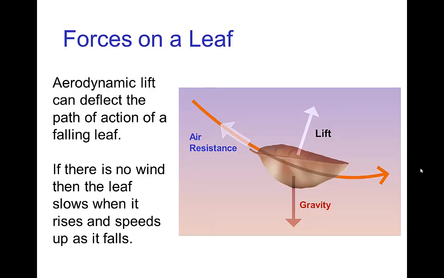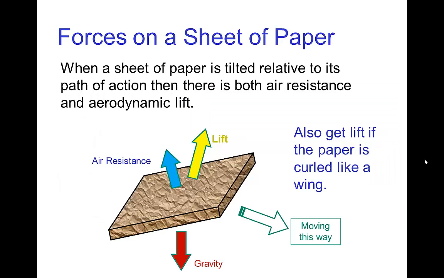If the path of action changes so that the leaf is rising, then that means that the leaf is going to slow down, as long as we don't have wind. If there's wind, then it's a different situation. Then the force of the wind can be affecting the path of action and the timing and spacing. Now, it's a very similar situation with a sheet of paper. Even though the sheet of paper is flat, we still have these three forces of gravity, air resistance, and lift. If the paper curls, then we are even more likely to have a type of wing effect, with the airflow being different on one side to the other, promoting the lift.